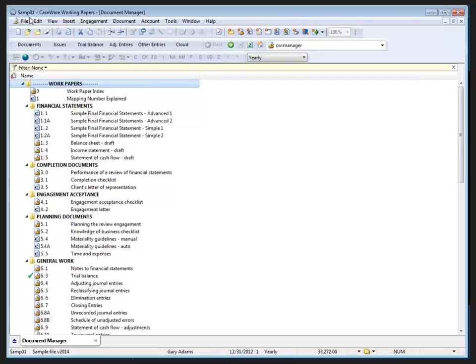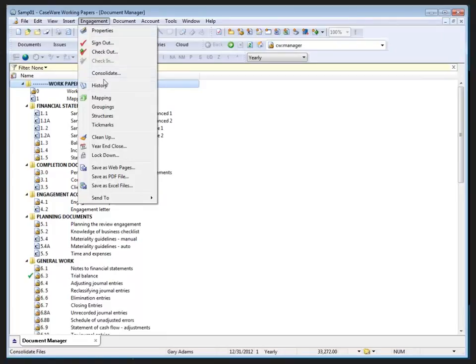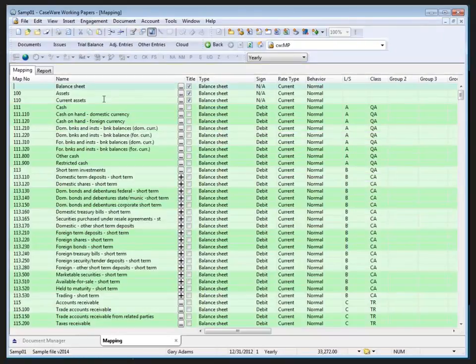The default sample mapping database can be found by selecting Engagement and choosing Mapping. Now, mapping numbers are like a standard chart of accounts with all the applicable properties, for example, lead sheet groupings, tax linkages, and so on. These are pre-assigned to the map numbers. Mapping numbers can serve the following important functions.